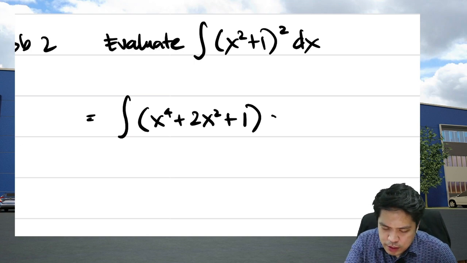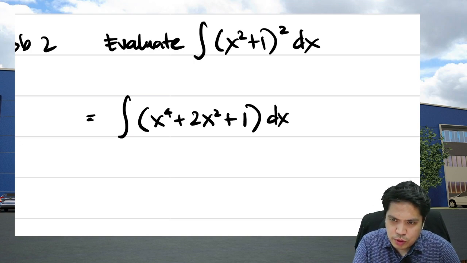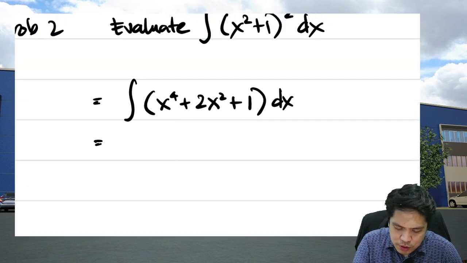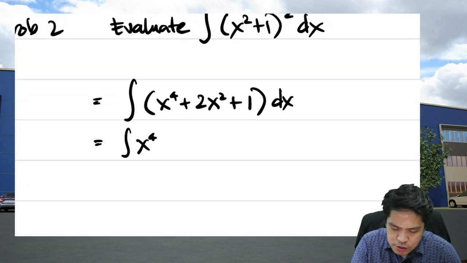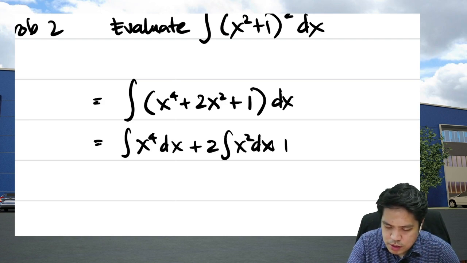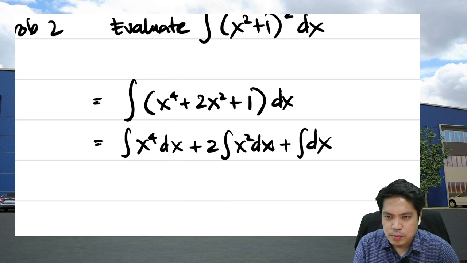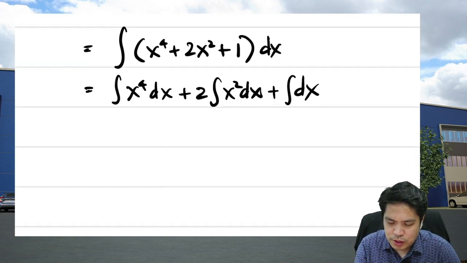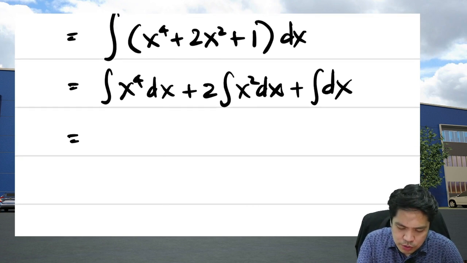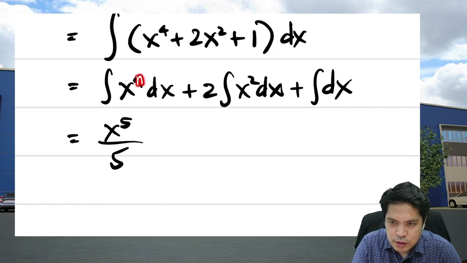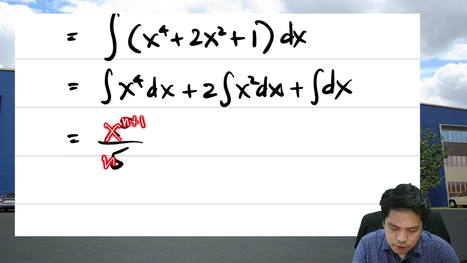Okay? dx. So applying what we have applied kanina, that would be equal to the integral of x raised to 4 dx plus 2 integral of x squared dx plus integral of dx. Then, mamaya sa next problem, we just drop that kasi tedious pa, ulit-ulit lang naman tong process. So, that would be equal to x raised to 5 over 5 because n is 4. So, 4 plus 1 is 5.